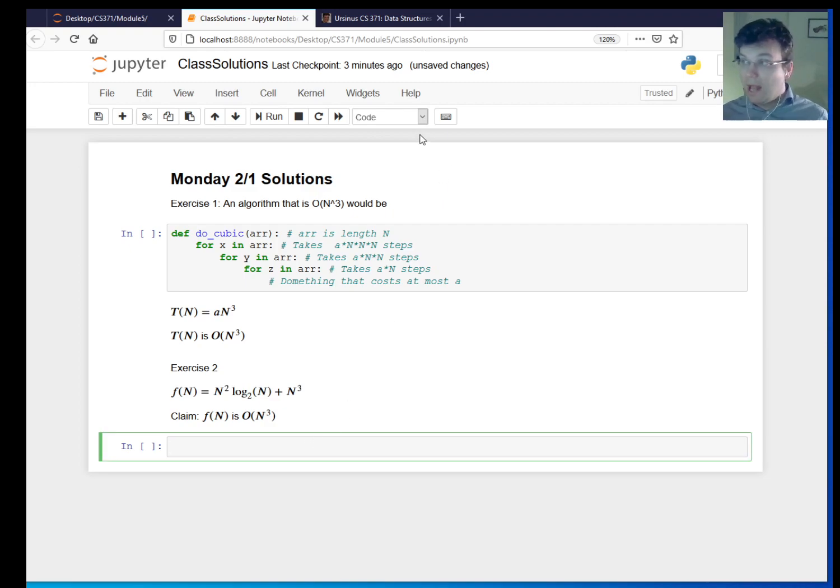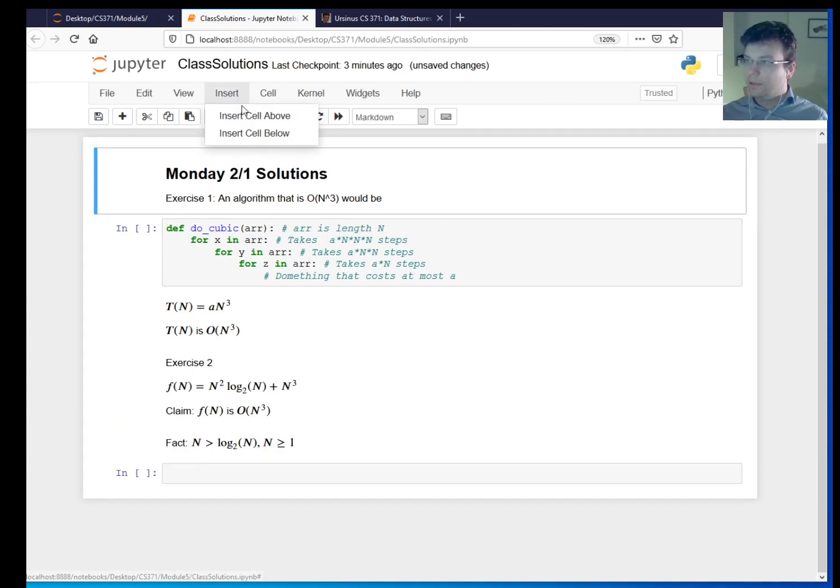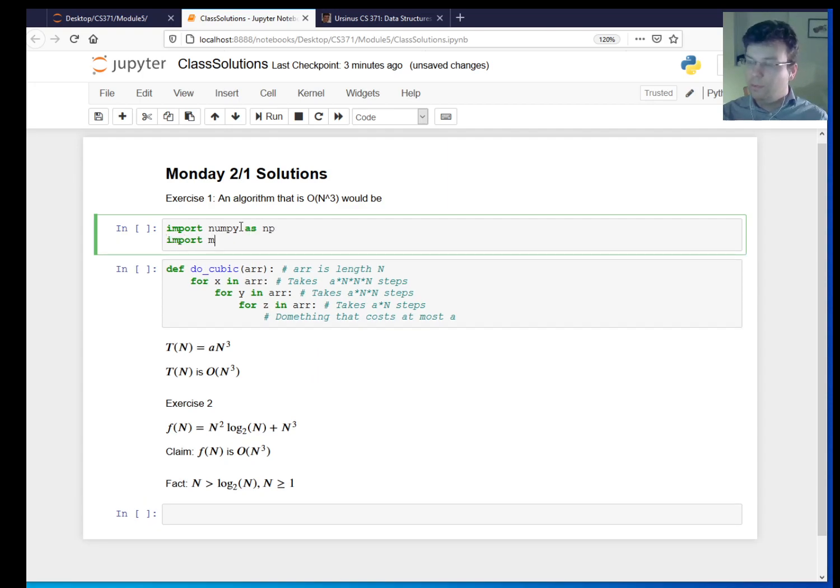Now, one fact that I can use to help me with this is that n is greater than log base 2 of n when n is greater than or equal to 1. So this is true. So just to give you an idea, let me actually plot this, because I think it's much easier to look at a plot. Although we're not going to proof by plot.